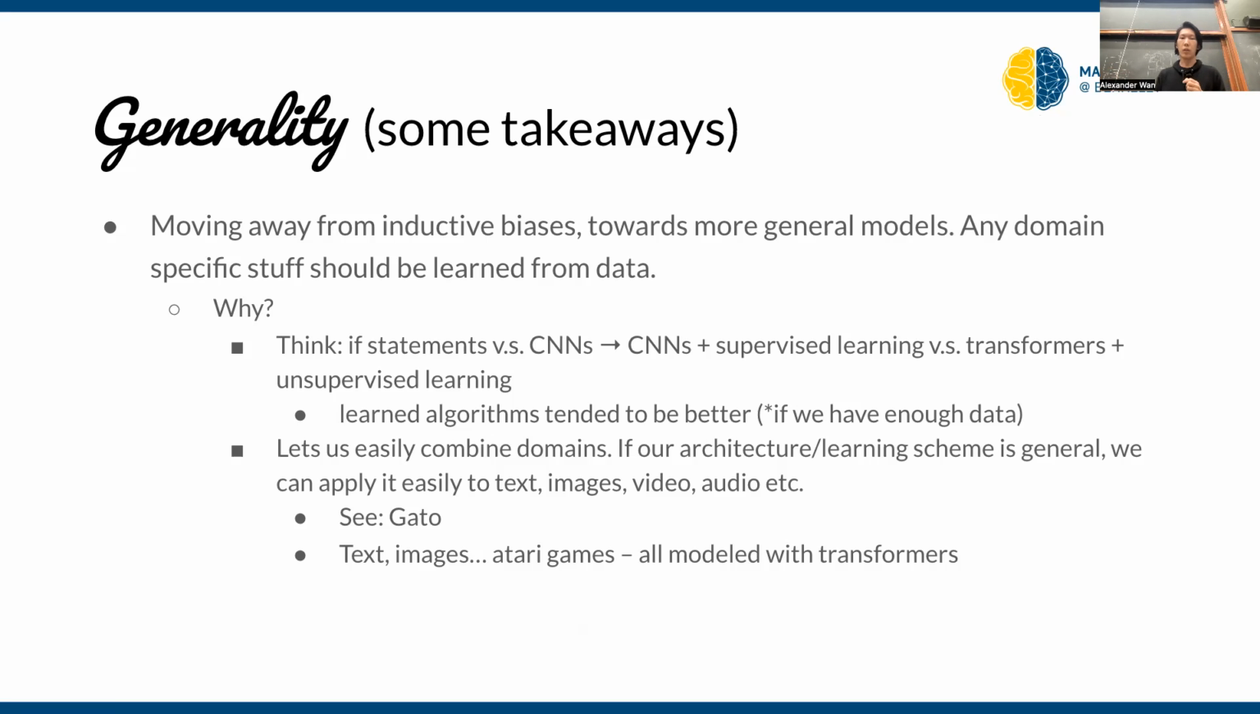It also lets us easily combine domains. If our architecture and learning scheme is general enough, then we don't have to craft a new model. If we want to build a model that does image captioning, that needs to process both image and text information. If we have the same model and can pre-train it on both image and text, then we've saved the step of engineering an actual model. An example would be Gato, a model released I think one or two years ago by DeepMind, where they pre-trained transformers on text, images, and Atari games, all modeled with transformers, which is pretty cool.